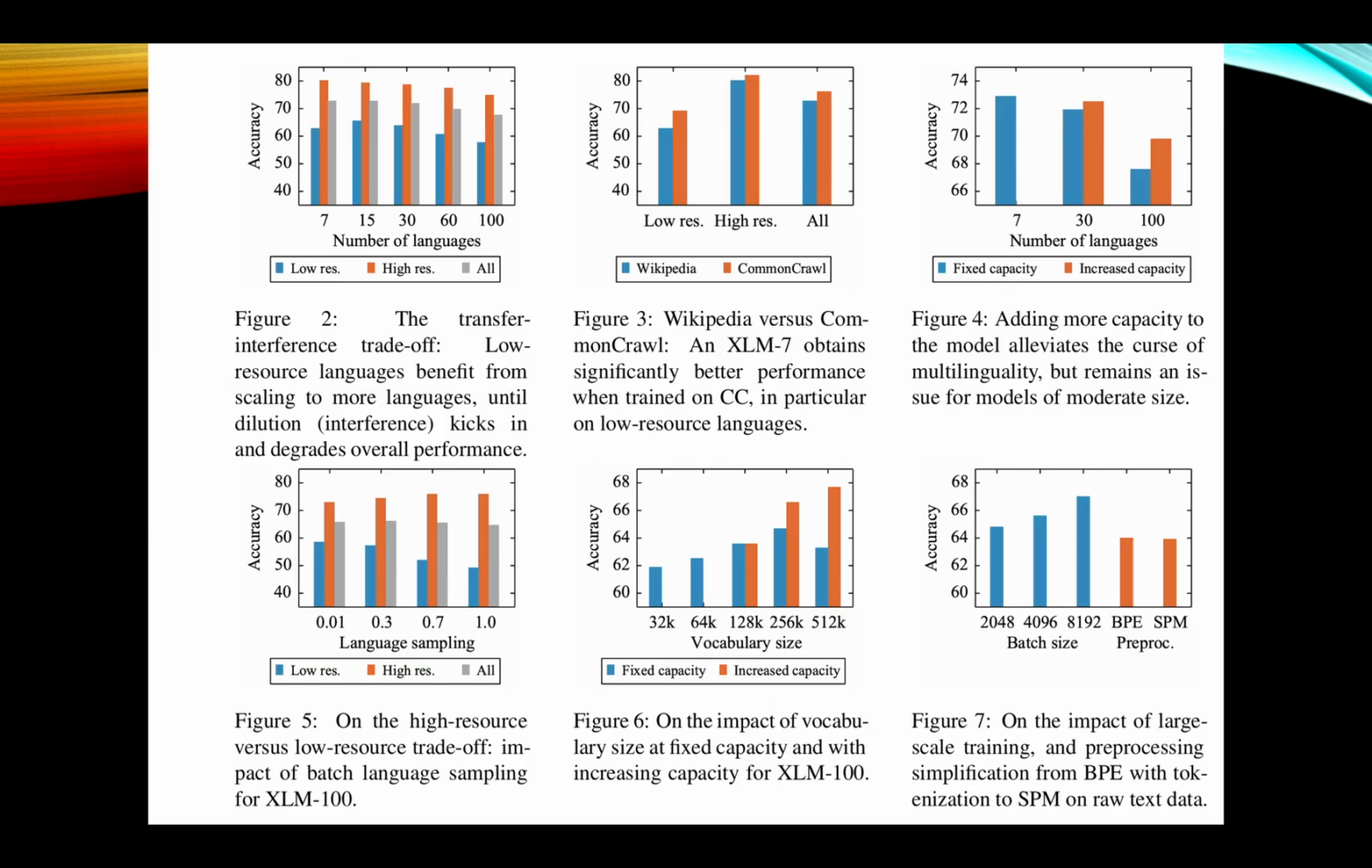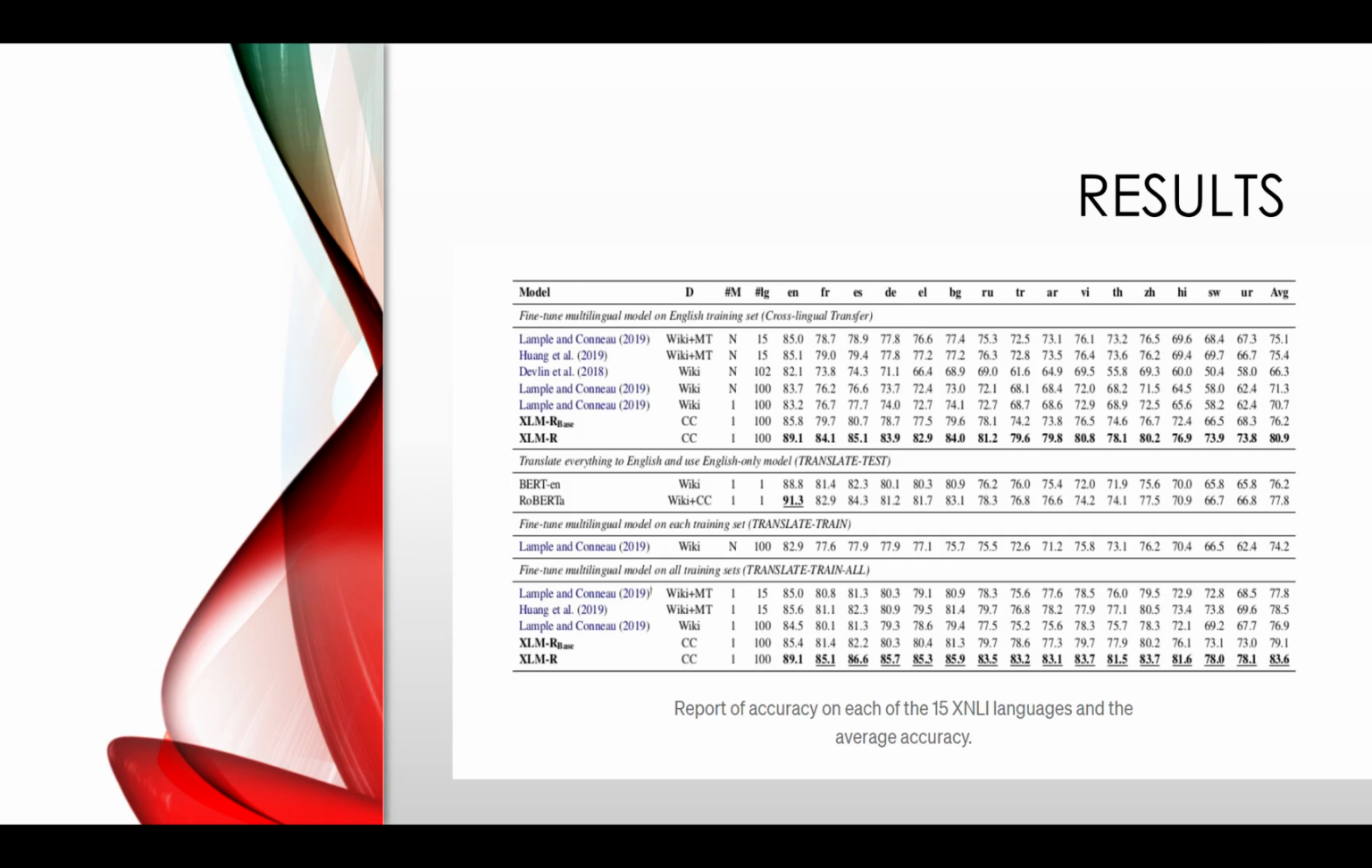So if they keep on increasing the vocab size, they found that the accuracy was significantly increasing till 256K, but after that, for fixed capacity, it starts to deplete. So they used a 250K vocab size in the model itself, and this is one of the results as compared to BERT and RoBERTa.